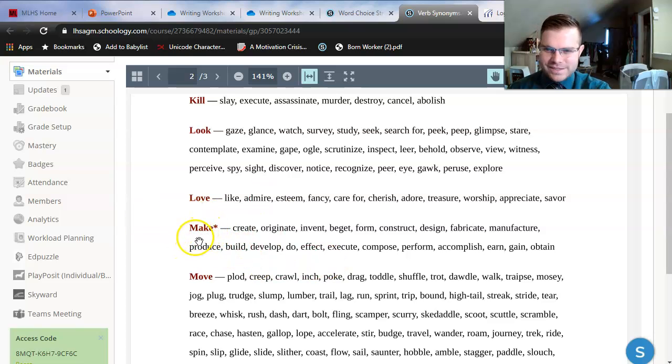You can make a pizza. You can also make a request of someone, right? You can also make a birdhouse, right? The word make can mean so many different things, and so it's good to be precise with the exact word that you want to use.